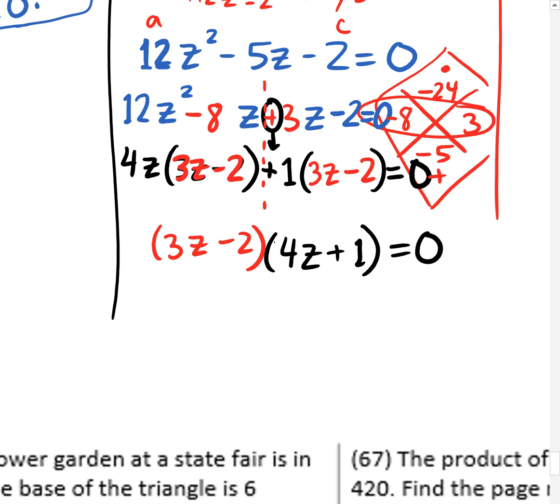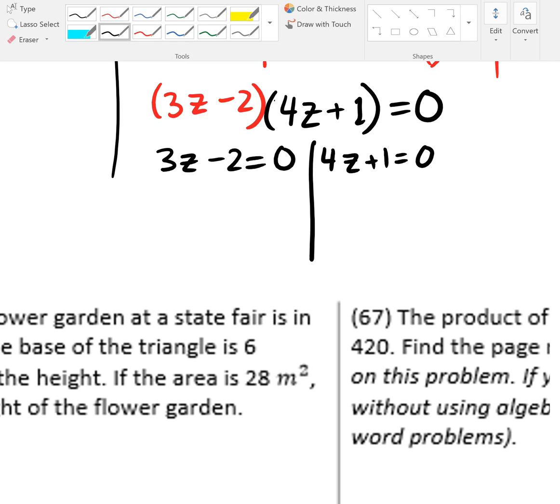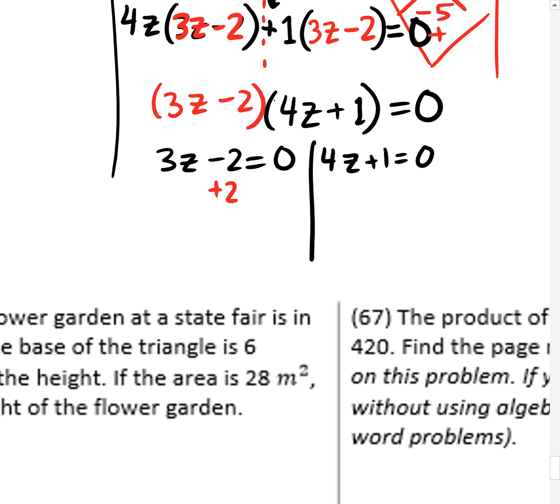Alright. Now we're pretty much there. I just have to set each of these factors equal to 0. Now that we have it as a product, something times something equals 0, I'm free to say, well, the first thing equals 0, or the second thing equals 0. I'll solve the first one by first adding 2. That'll give me 3z equals 2. And then lastly there, I'll divide by 3, and that'll give me my first solution. 2/3 it looks like, huh?